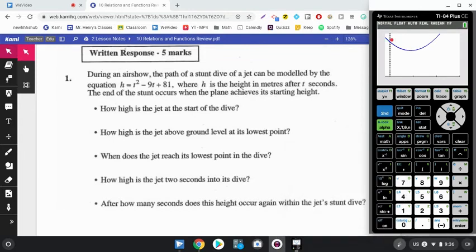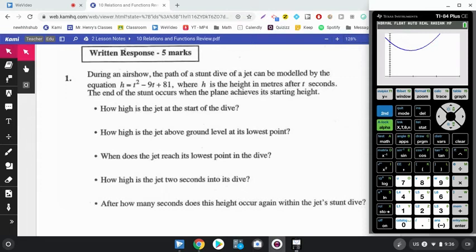So we can see the starting point, 0 time has passed. This is the starting height. As time passes, the jet goes down, and then it swoops back up. And then we said the end of the stunt is kind of when this has the same point. Okay, so we'll probably deal with that.